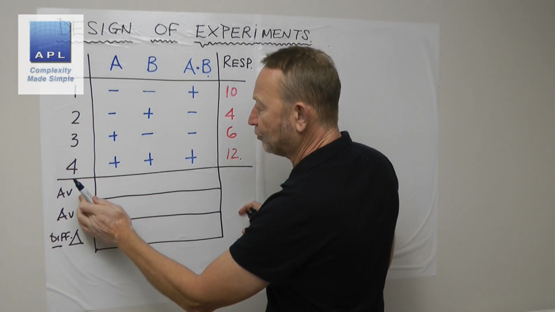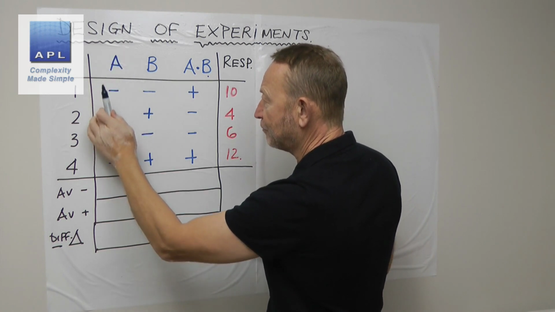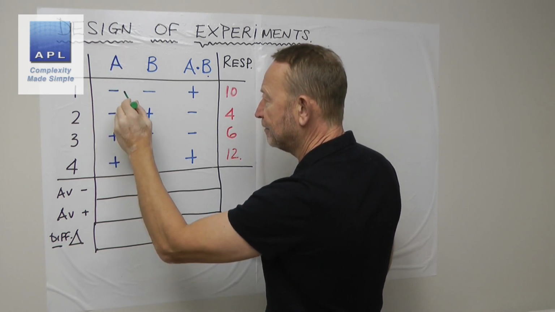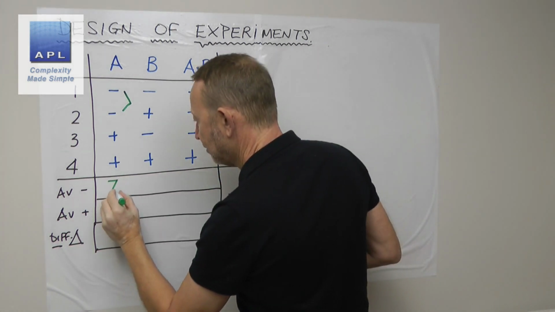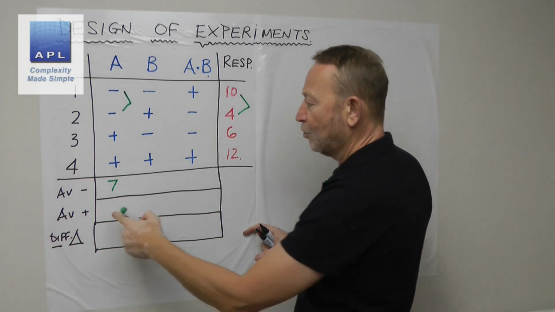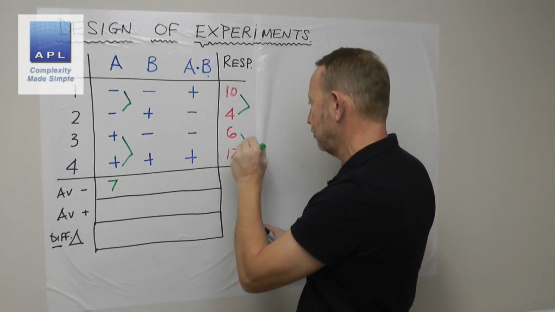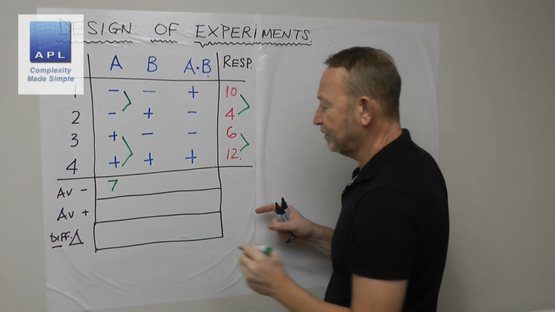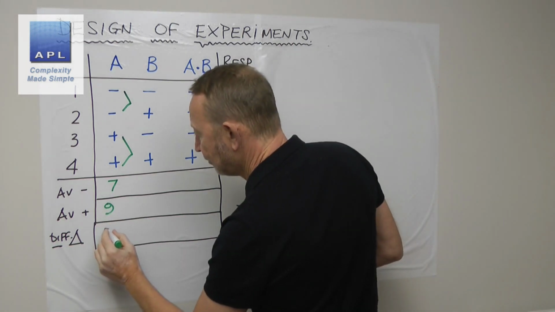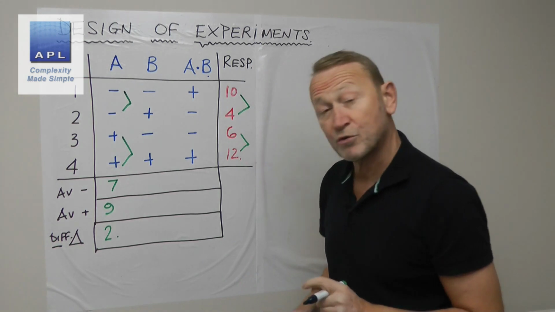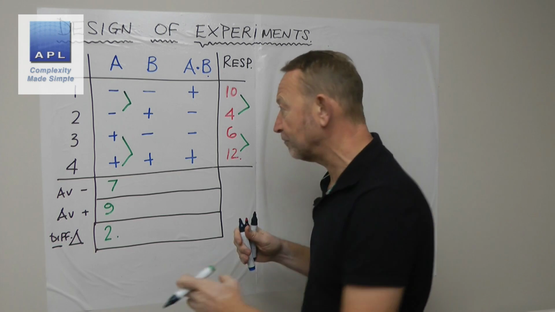We're asking the question, what was the average when we were low for A? That's obviously these two results: 14 over 2 is 7. What's the average when A is high? It's obviously these two results: 18 over 2, the average is 9. And the delta, the difference between them, is 2. Then we'll do the same for the other columns.